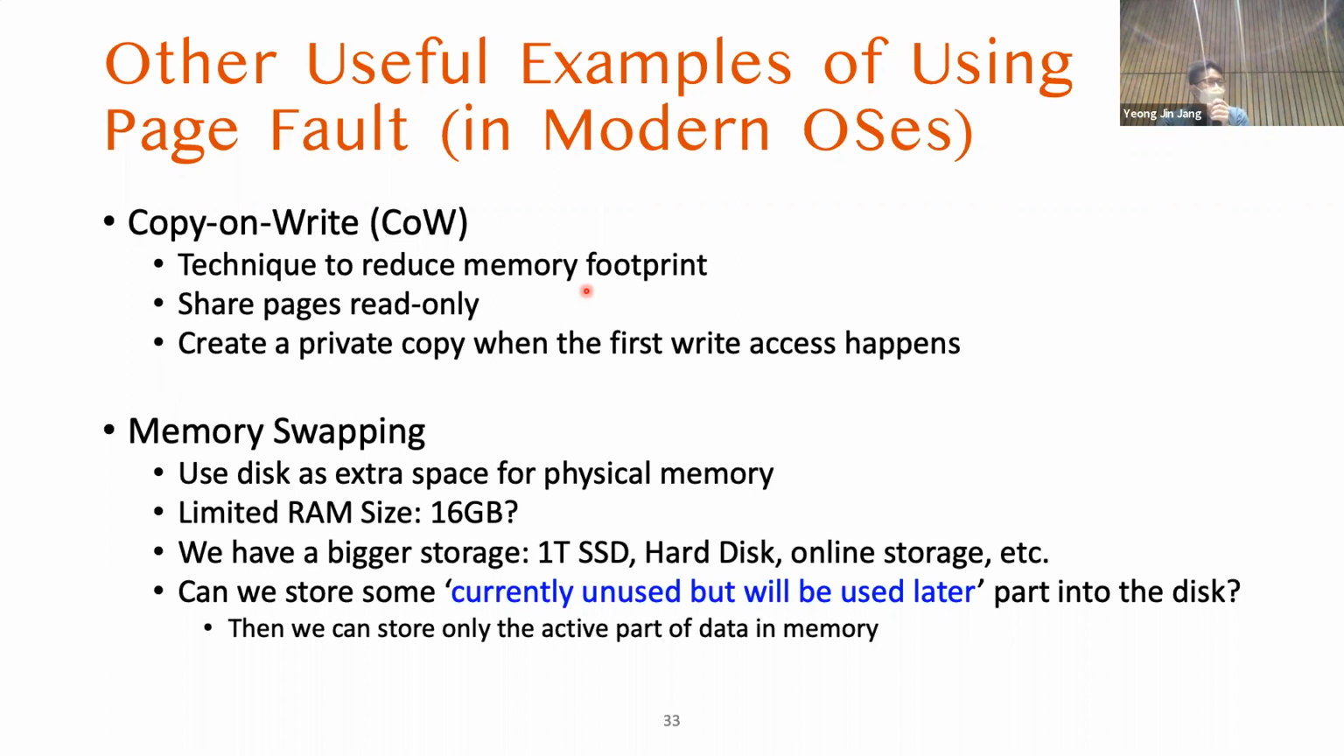And the second thing is memory swapping. Memory swapping is something like this: your desktop memory is limited to 32 gigabytes or 64 gigabytes, a maximum for a laptop, for now.